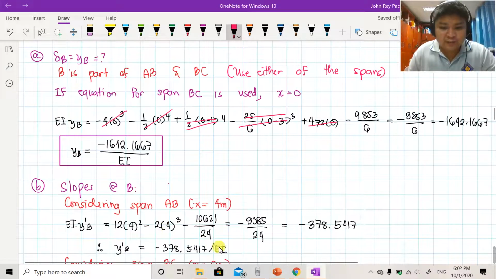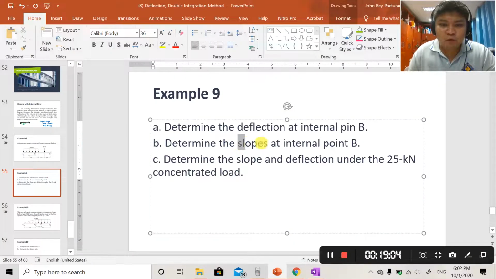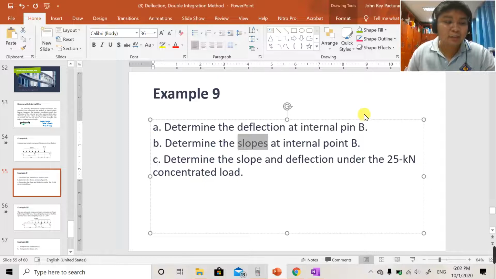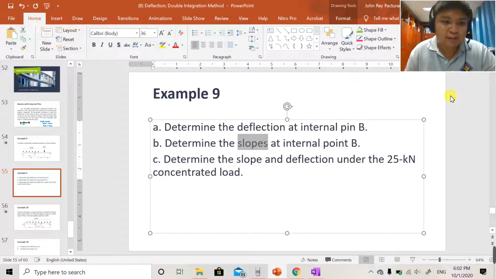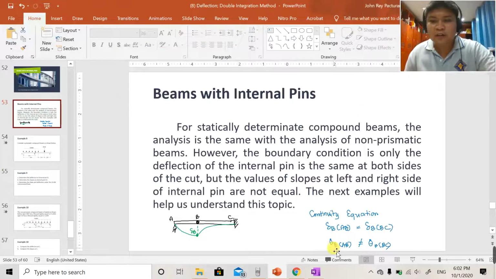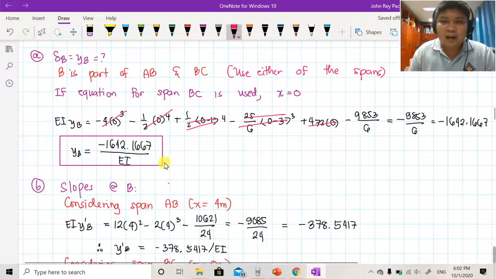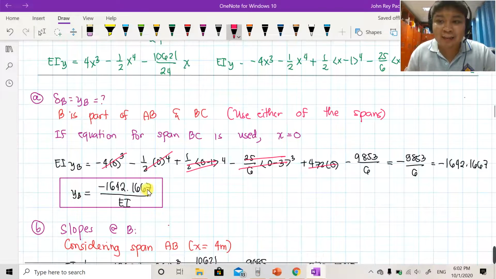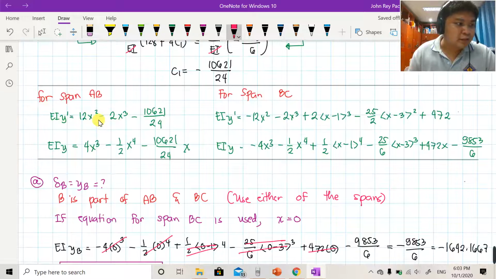Pangalawang tanong class, what are the slopes at B? Gusto ko ditong magbigay ng emphasis sa word, I am using the plural form of slope which is slopes lang naman, di ba? So, ibig sabihin, hindi lang class isa yung slope natin. Actually, tama yon. Kasi nga, sa continuity equation natin, yung slope at B considering AB is not equal to the slope at B considering BC class. So, ang gusto kong i-point out dito class, magkakaroon ng dalawang slope sa internal pin. Ulitin ko yan, magkakaroon ng dalawang slope sa internal pin. Yung isa, considering span AB, and yung isa, considering sa span BC.